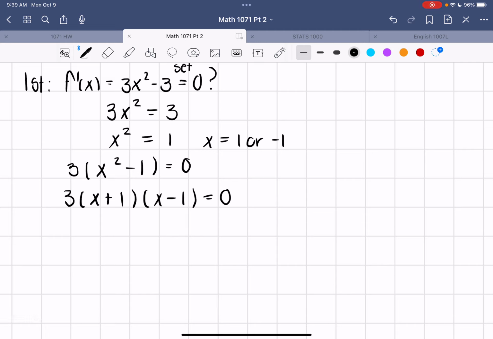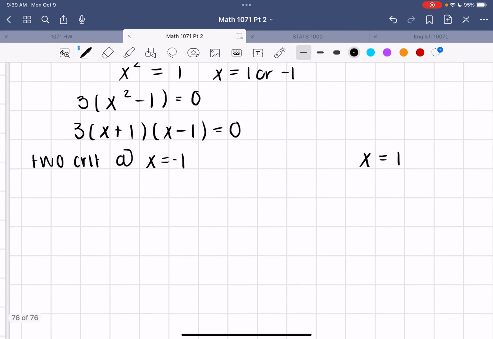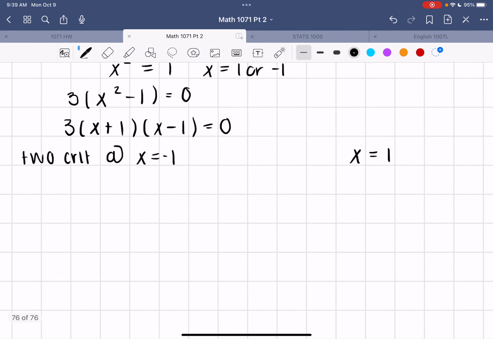So remember, I need the y coordinates because I'm going to plot these points. Go back to my original f. Don't put the negative 1 back in f prime, you'll get 0. That's where it came from. Put the negative 1 back into the original. That's negative 1 cubed is negative 1 minus 3 times negative 1, add 1. So that's 3 minus 1 plus 1 is 3. And here, when I put 1, I get 1 plus 1 is 2 minus 3 is negative 1.